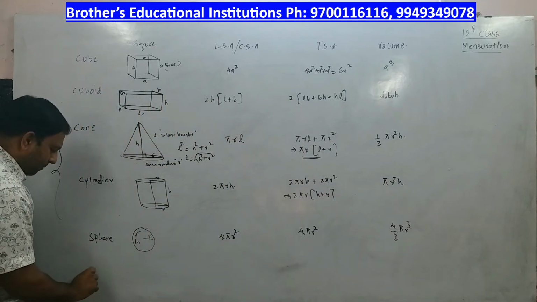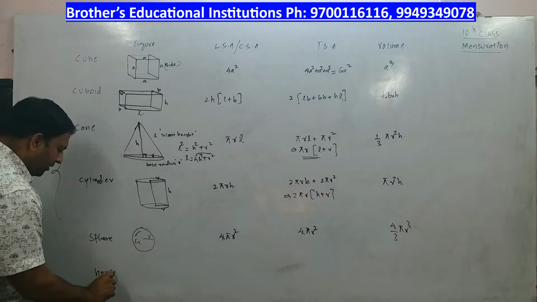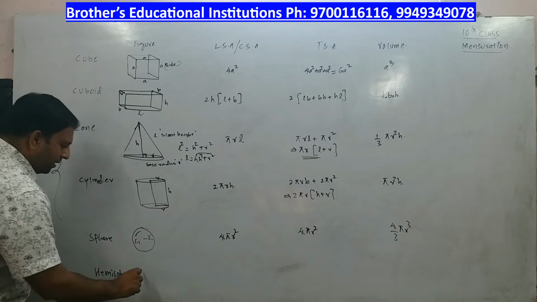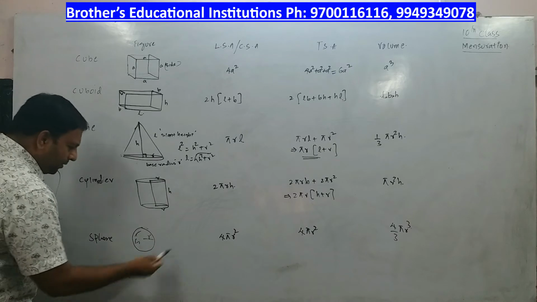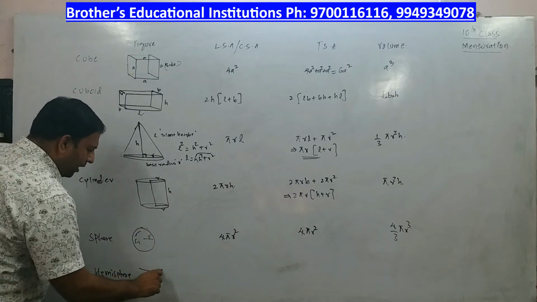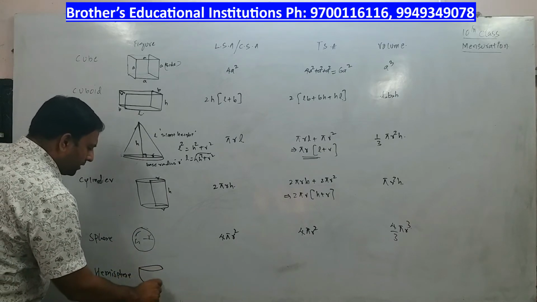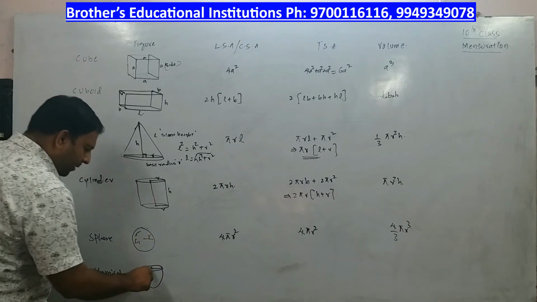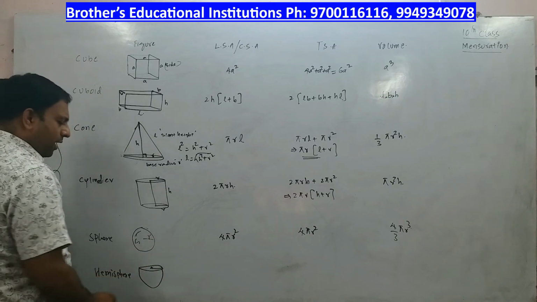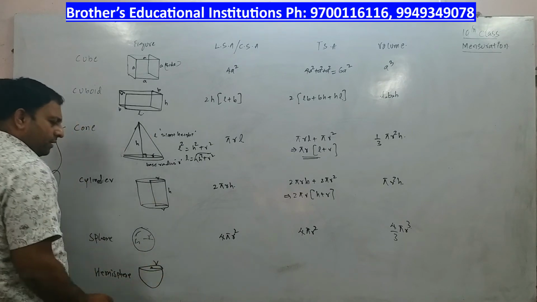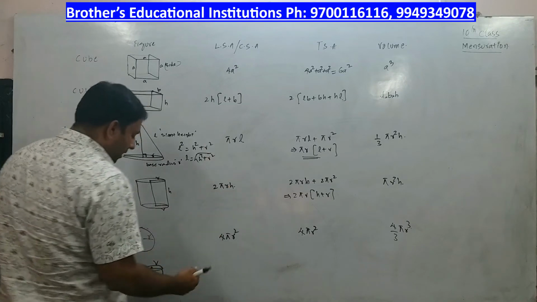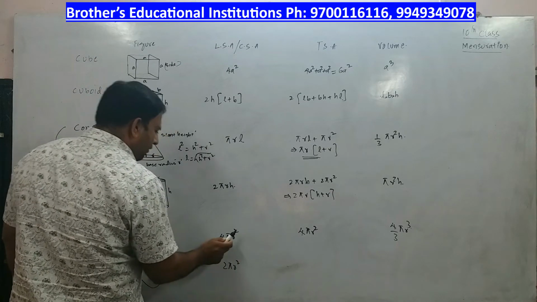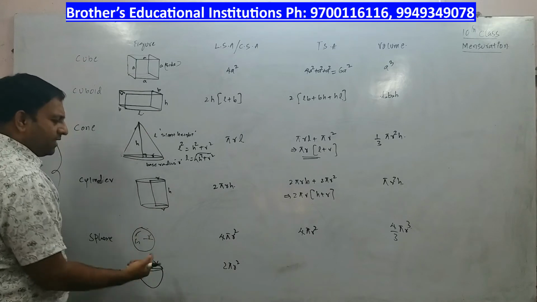And if you deal with a hemisphere, all right, hemisphere. How does a hemisphere form? You cut a sphere, you cut a line, and your hemisphere looks something like this. Now what happens here? No doubt this area is half, but some additional area, the circular area, is also added. So this is the radius, and the curved surface area will be 2 pi r square. Half of 4 pi r square will be what? Curved surface area is 2 pi r square.